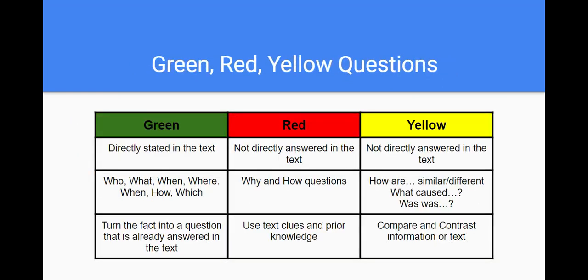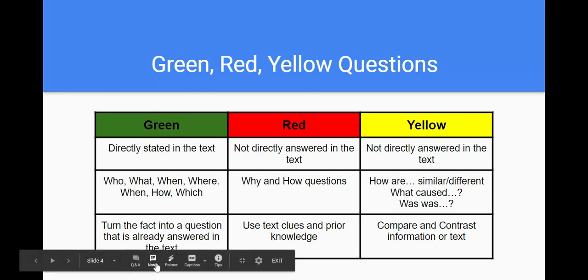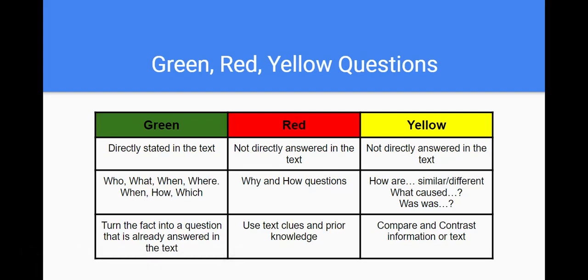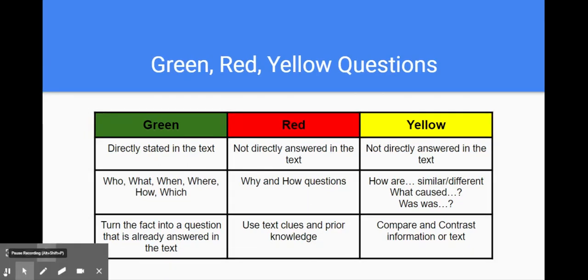Here is a way that we're going to ask and answer questions today. We have green, red, and yellow questions. Now, green questions are directly stated in the text, meaning the questions we're asking, we can find the answer right in front of us. The author has already answered our question. We're just rewording the text into a question. These questions will start with who, what, when, where, how, and which. We're going to turn a fact into a question that is already answered in the text.